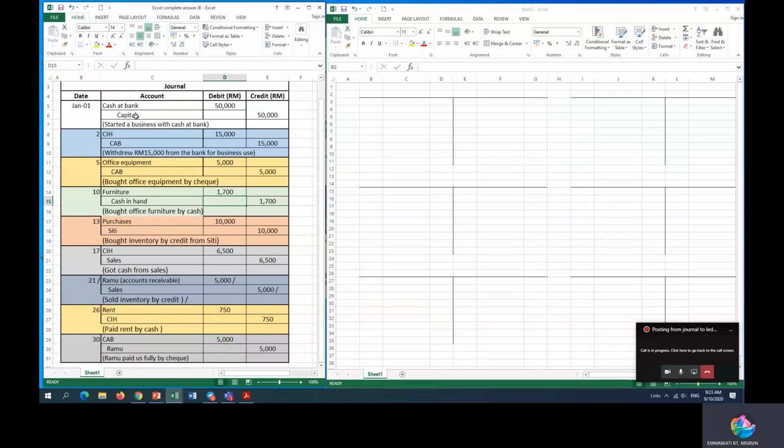So it means that from the first entry, we should have two different accounts. One is cash at bank and the other one is capital. So I have prepared these four ledgers here, and I'm going to use them to prepare our T accounts. So I will name our first account cash at bank.